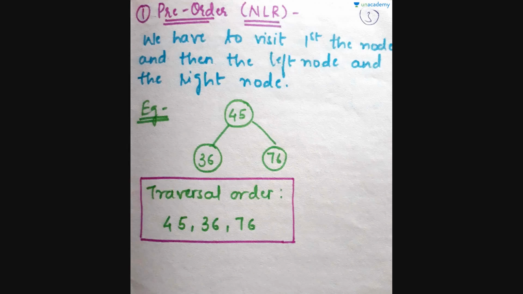Okay, so what is this preorder actually? NLR means we first visit the node N, then we visit L, the left node, and then the right node. Here I have taken a small example. It consists of 45, 36 and 76. As the rule says, we first go for N, so the root node is 45. So first we'll have 45. Then it says left node, so the left node is 36. Then it says we need the right node, so the right node is 76. So N, L, R: the traversal order is 45, 36 and 76.